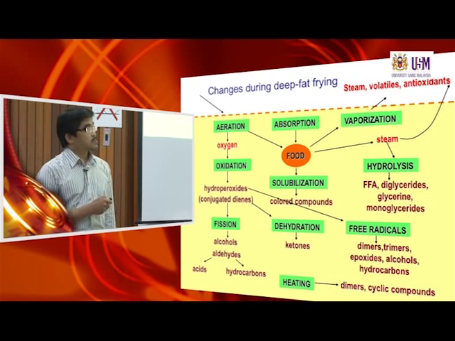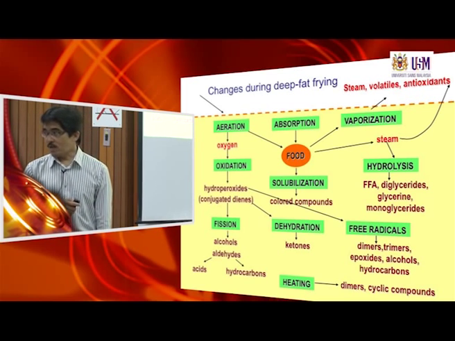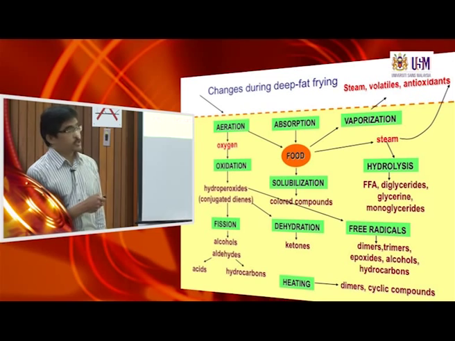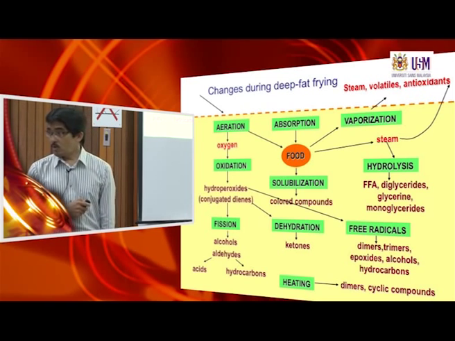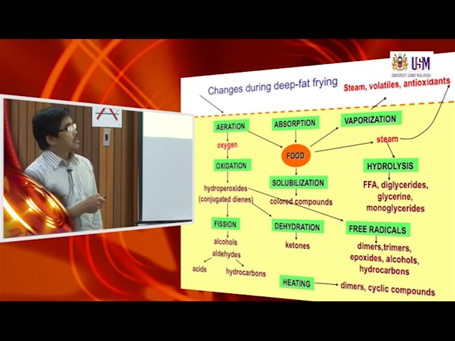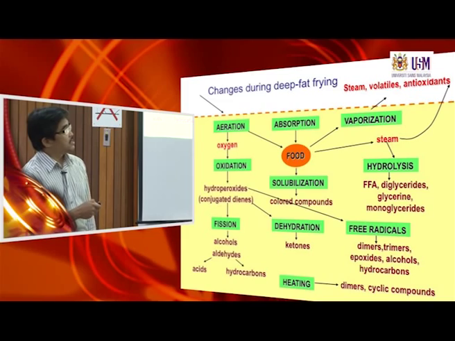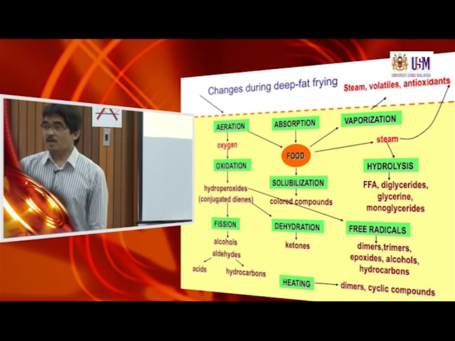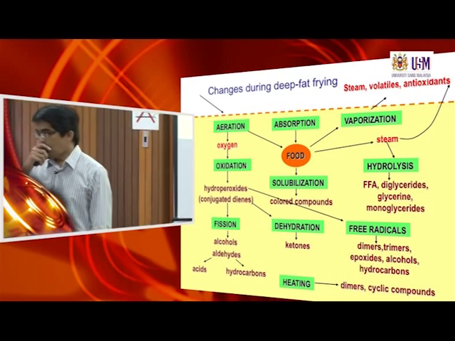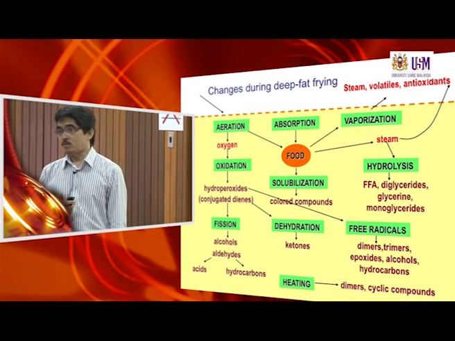If the triglyceride is partially hydrolyzed, it will form a mixture of diglycerides, maybe even monoglycerides, and maybe even glycerol itself, glycerin. So it can be a mixture of these as a result of the hydrolysis of the triglycerides under the influence of water and the high temperature of the cooking oil.